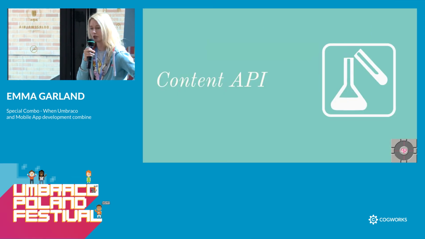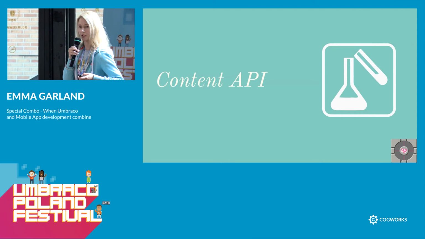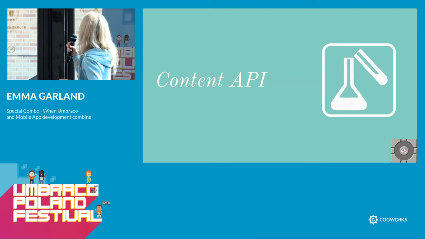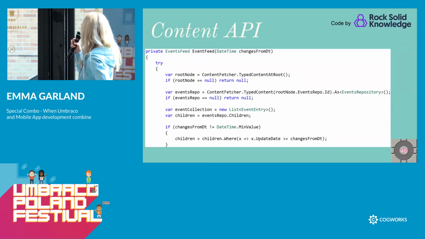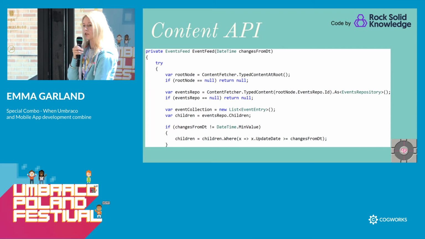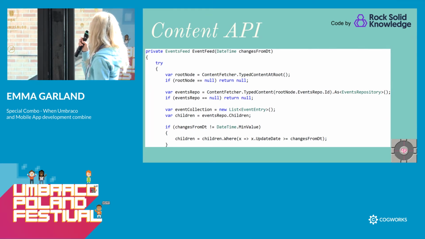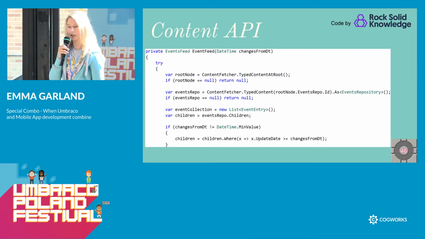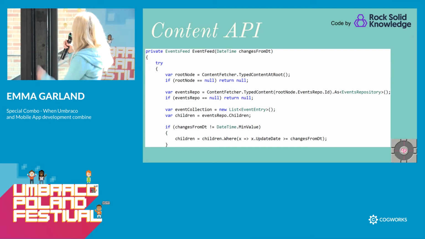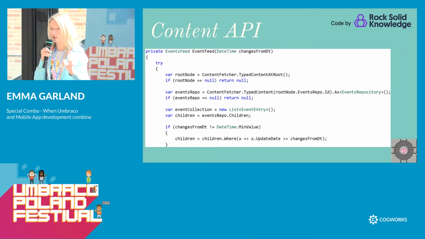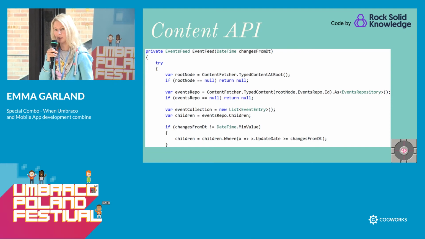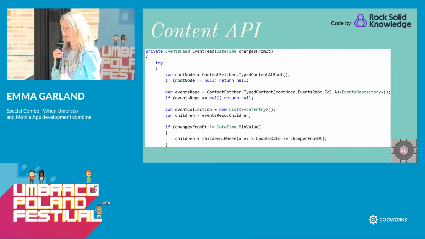So this is just to show you a bit of code that's actually the content API. What we did was we have an events feed object, and we pass in a date time so that we can say the content that we want from this date time. This content fetcher is actually a wrapper around the normal Umbraco helper. So it's our own class that wraps the helper, and it has an interface, and it just makes unit testing a lot easier.